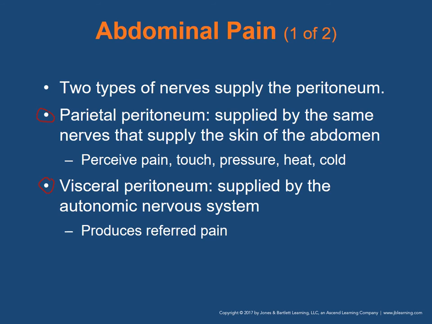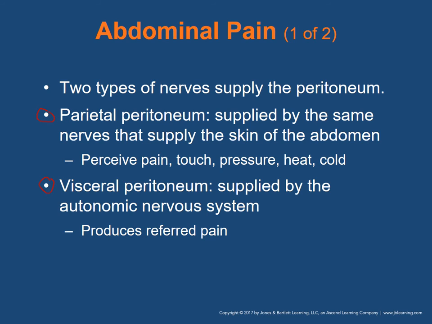Whereas the visceral peritoneum, which is the nerves that supply the lining of the actual organs, are supplied by the autonomic nervous system, okay, which can produce referred pain. So the big difference between these two, because the parietal peritoneum is the lining of the actual abdominal cavity, the wall of the abdominal cavity, it's so close to the surface of the skin and supplied by the same nerves that supply the skin of the abdomen. When you have parietal type pain, it's very easy for us to consciously understand where that pain is. It's more of a pinpoint pain, where we can locate it very quickly.